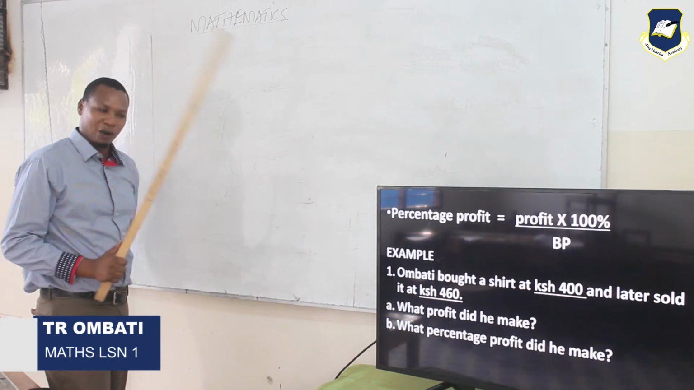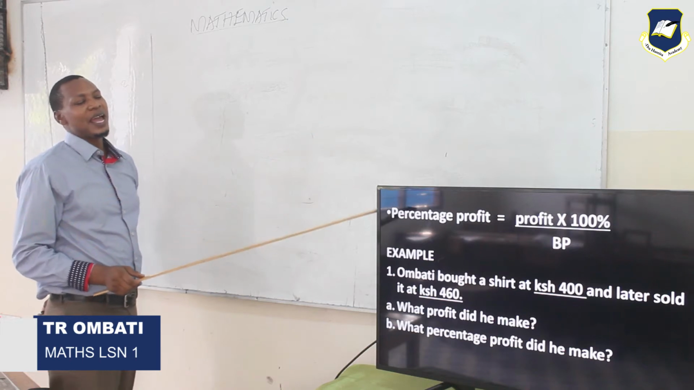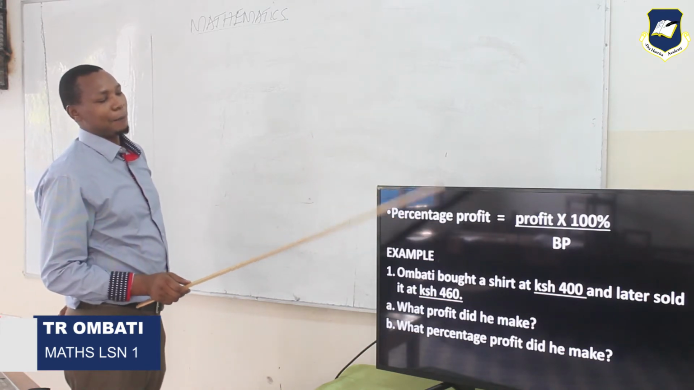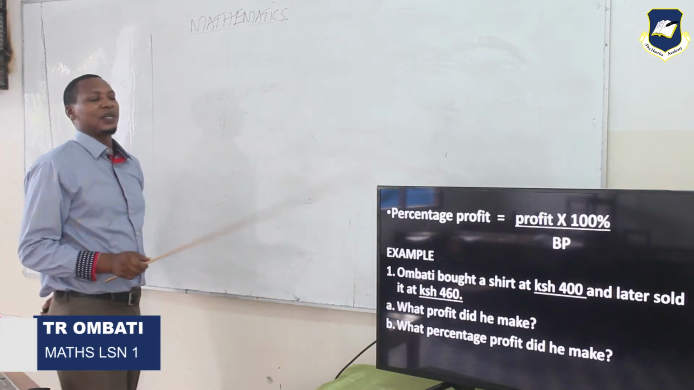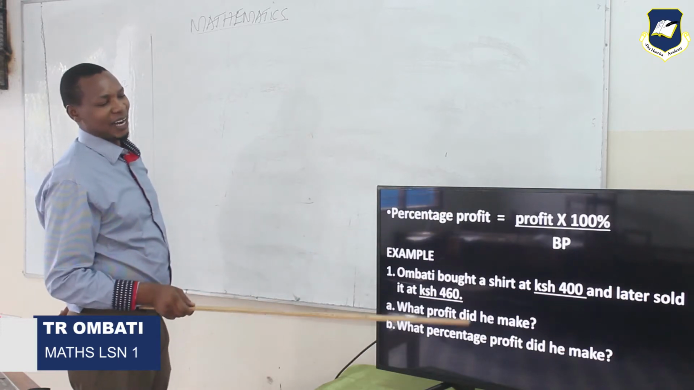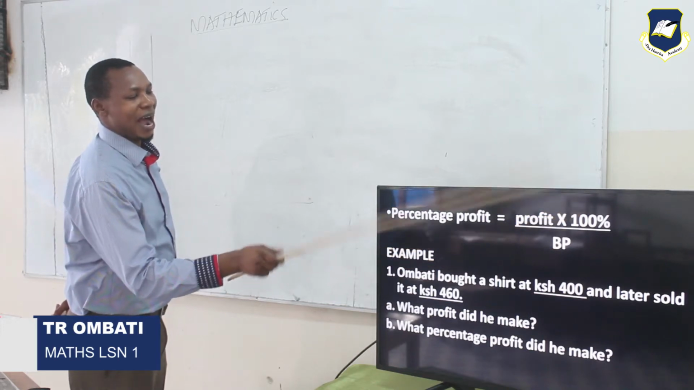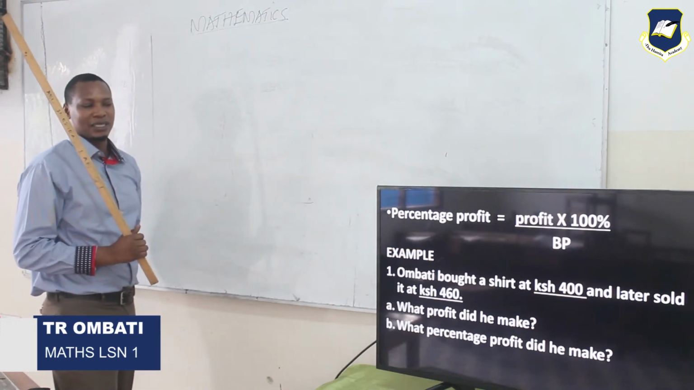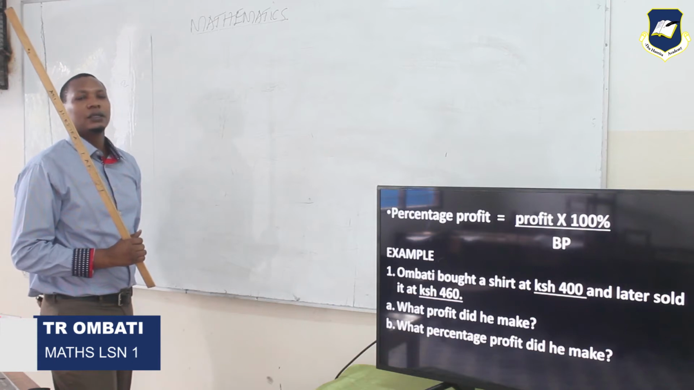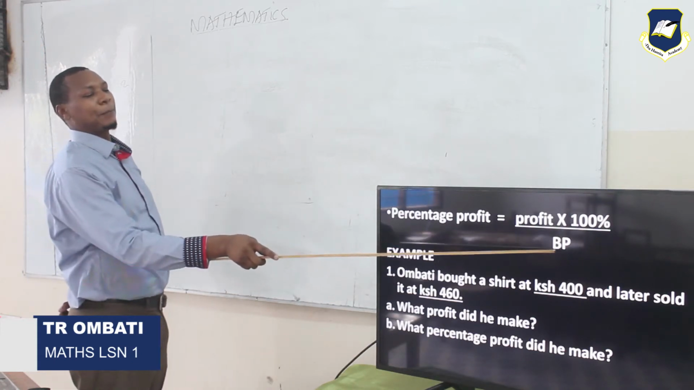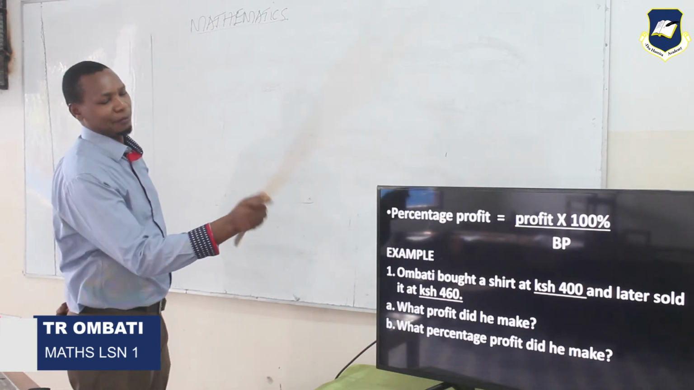You know how to find the profit now. After knowing how to find the profit, you can now find what we call the percentage profit. So after finding the profit, you go a step ahead to find the percentage profit. Percentage profit is given as the profit divided by the buying price multiplied by 100%. So make sure that you understand that. If you find the buying price, sometimes they call it the market price. So it can be the profit over the market price times 100%.